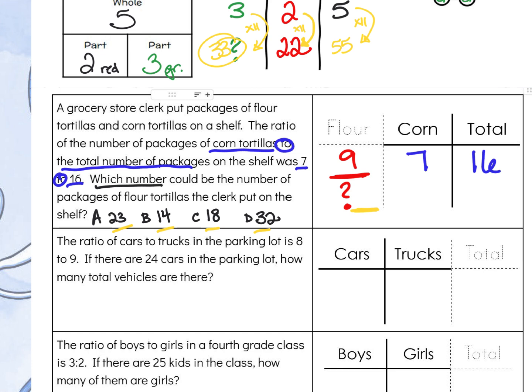Can I multiply 9 and get 23? No. Can I multiply 9 and get 14? No. What about 18? Yes. So we can put 18 here because that would be times 2. Okay? Which means that there would be 14 corn and then 32 total packages. Okay? Let's look at the next one.